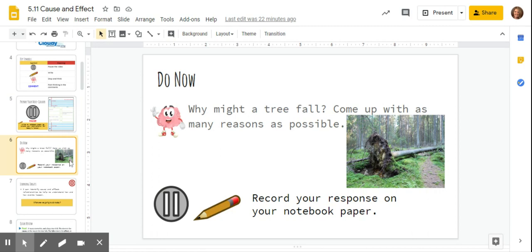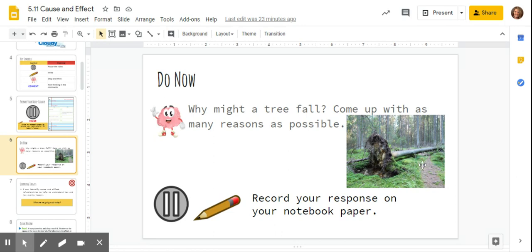All right, now that you have your note catcher set up, I want us to go ahead and get started with our do now. Our do now will get us ready for our lesson today. If you'll take a look, it says, why might a tree fall? Come up with as many reasons as possible. As you can see in this picture, we have a tree that has fallen.